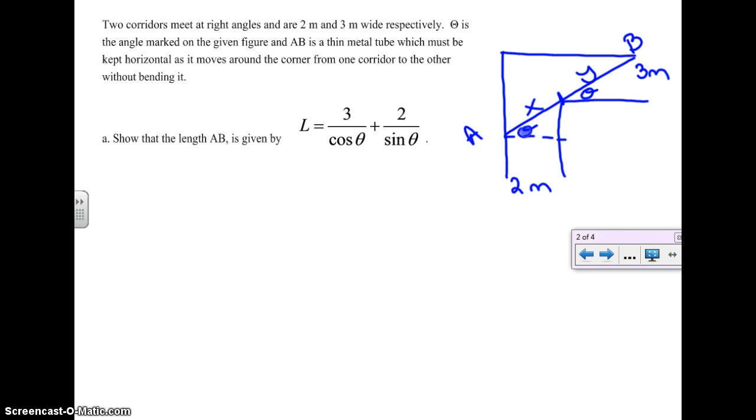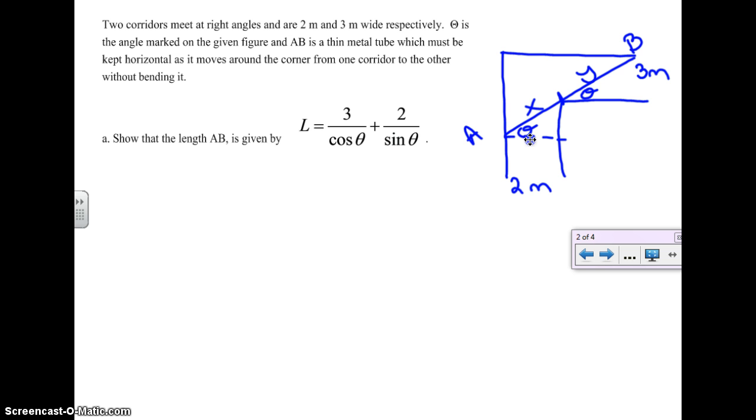If that's the case, then I can start to set up using sine and cosine to represent the length from A to the middle, which is my X length, and my length from the middle to B, which is my Y length, because if I add the X plus the Y, I get the entire length from A to B. So part A is asking me to show that the length AB is given by 3 over cosine plus 2 over sine. Now this looks kind of confusing right now, but let's go ahead and start to make representations of X and Y. I've got my adjacent here. Okay, so I'm going to use cosine in this case.